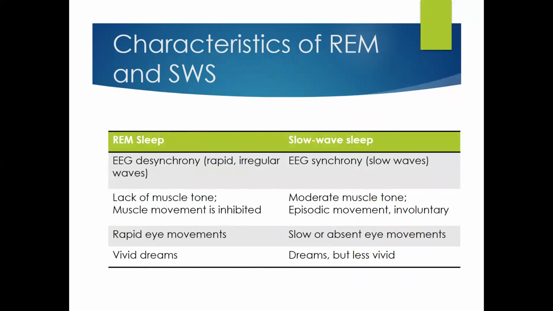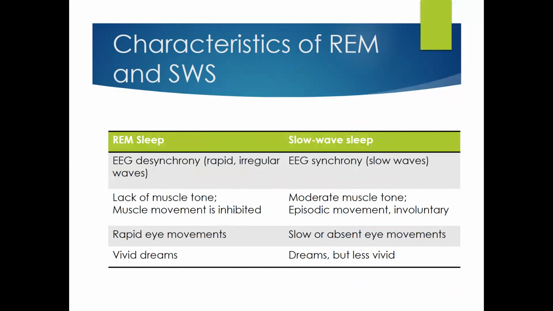We have REM versus slow wave sleep. Remember, this is stages 3 and 4 of non-REM sleep. We have synchrony for slow wave sleep, but desynchrony for REM. REM sleep looks a whole lot like you're awake. It's really very interesting. The only difference is that you have a complete lack of muscle tone. Your muscles do not move. You are completely paralyzed. And we're going to get into sleep paralysis later on if you're curious about that.